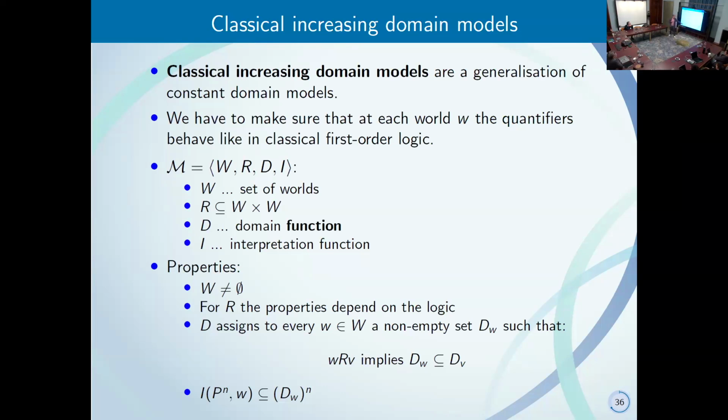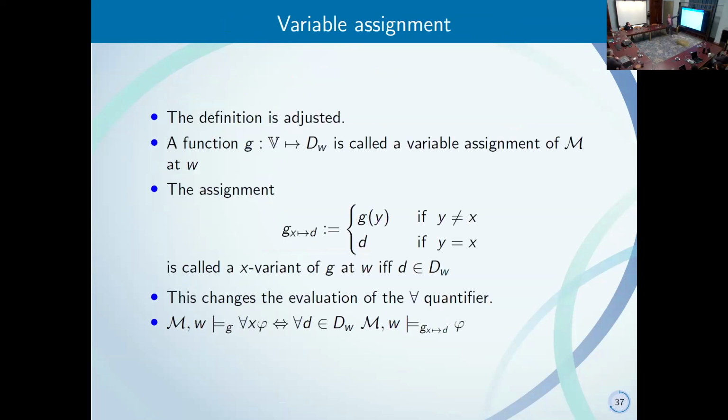So it means we cannot have that something has a property which is not in it. The definition here is now adjusted. The variables get assigned to elements in the domain, which is a variable assignment at a specific world. Something is called an x-variant of g at this domain, exactly as you would expect. It's the same variable assignment. x may take a new element, but the new element has to be an element of the domain of w.